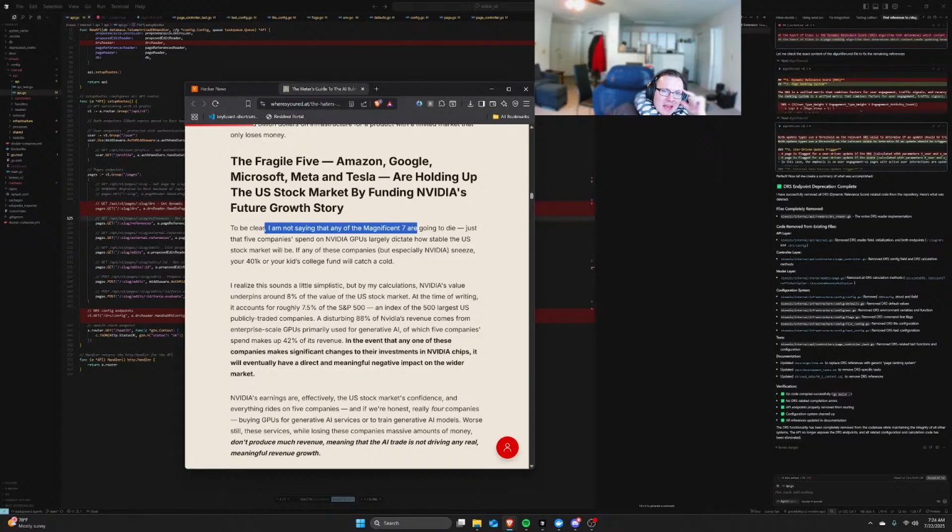I'm not saying that the Mag 7's going to die, just that their spending on GPUs dictates how stable the US stock market would be. Yeah, that's an interesting idea. Right now some people are comparing it to the dot-com bubble, but let's say there is a bubble with this GPU stuff. I could see it reverberating to the rest of the US stock market too.